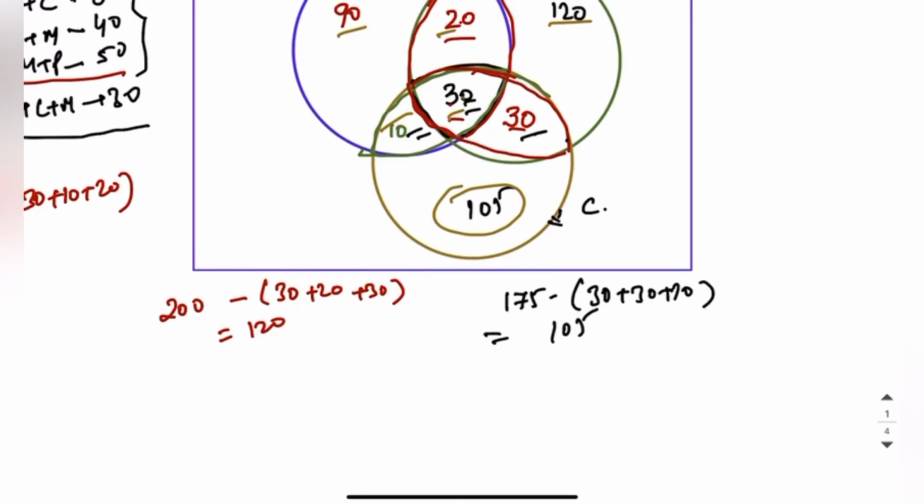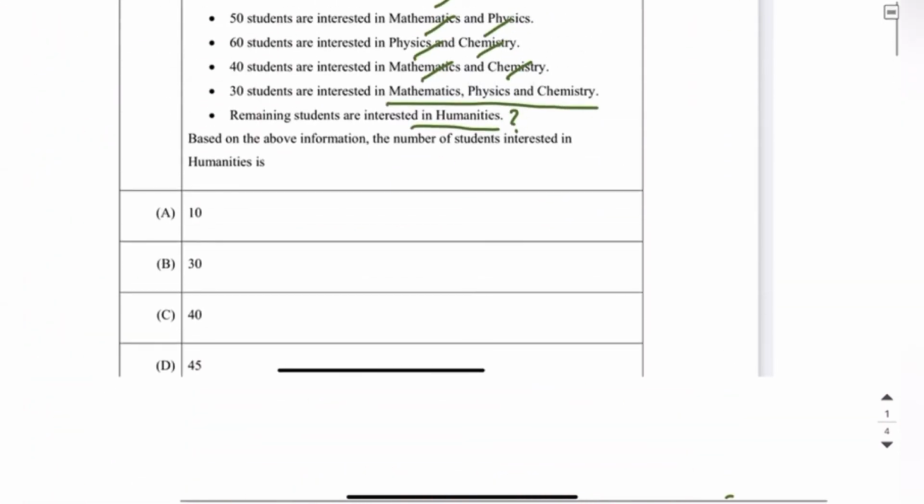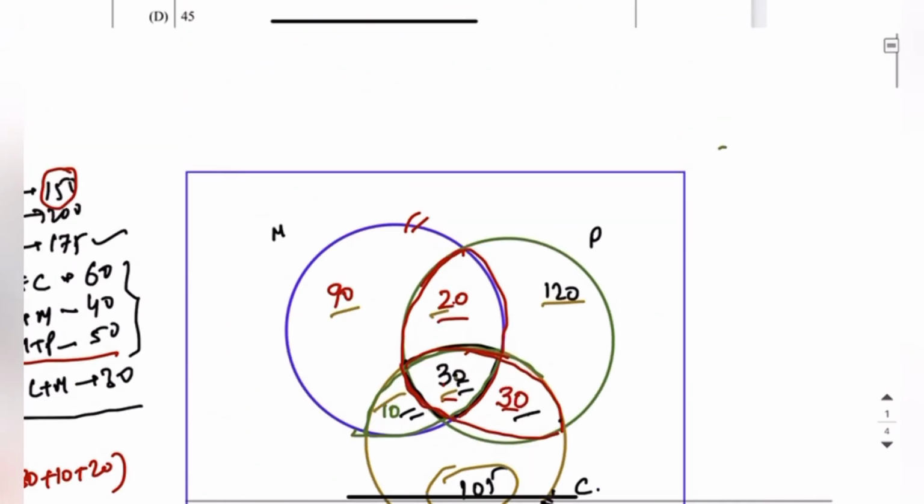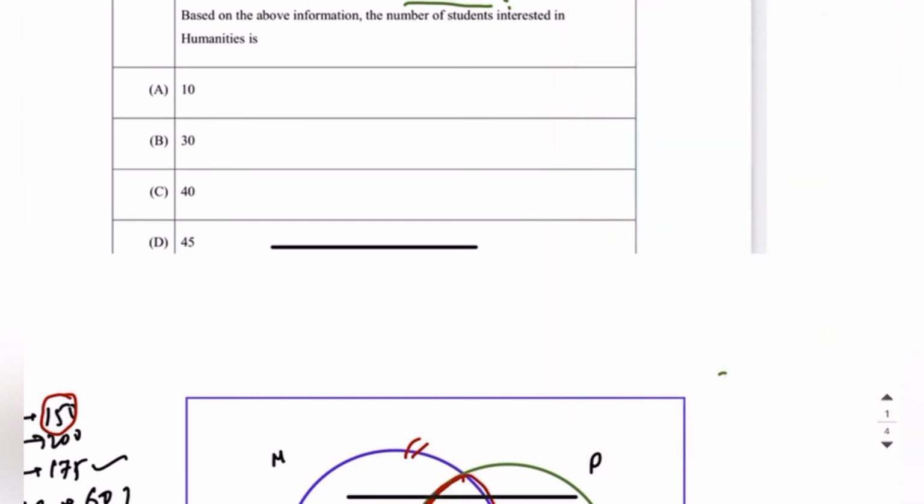Now, the total values in the Venn diagram must be equal to 450. So let us see. This is 90 plus 20 plus 120 plus 30 plus 30 plus 10 plus 105. So this comes out to be 405. It means there are some students which are not interested in physics, chemistry or math. It is already given in the question that some students are interested in humanities. So from total 450, I have to subtract this 405 to get the number of students which are interested in humanities, that is 45. So from the given options, option D is correct.